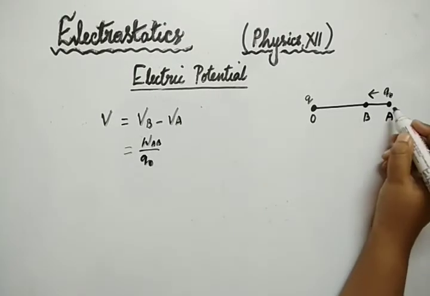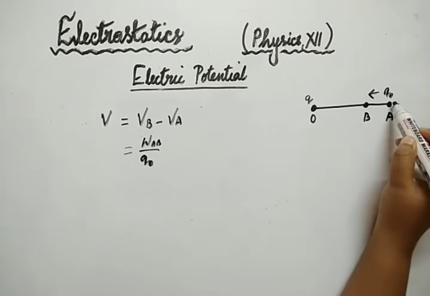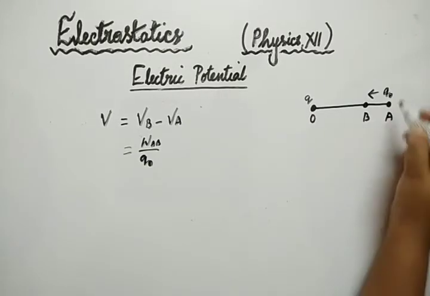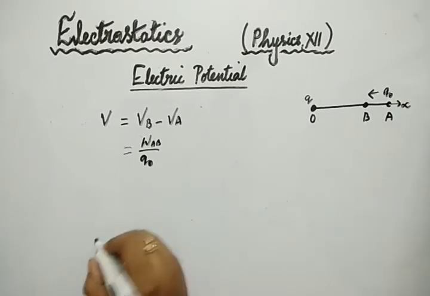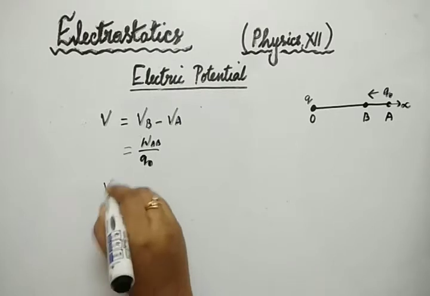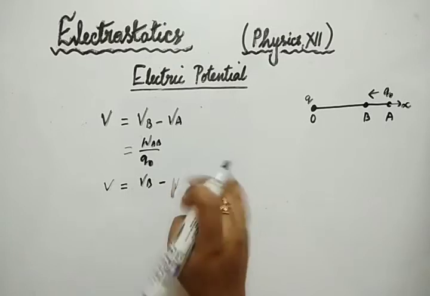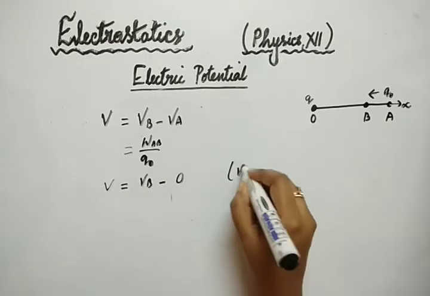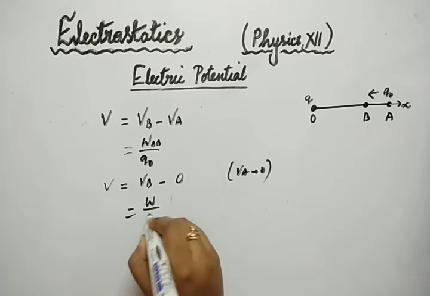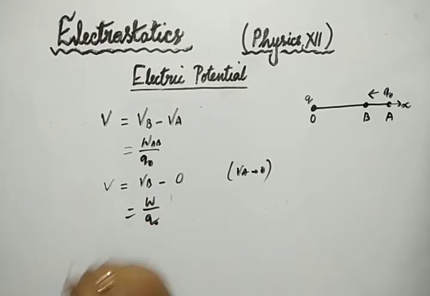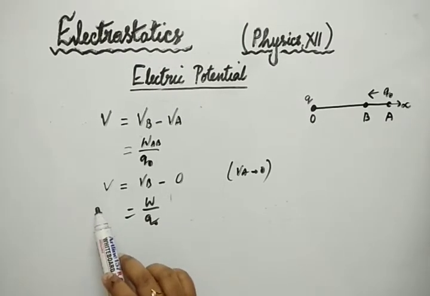Now suppose this point A, which we have taken somewhere near the charge Q, is at infinity. Then you can represent V as VB minus 0, because VA then becomes 0. Then you can write it as W by q naught. So now this gives you the definition of electric potential.